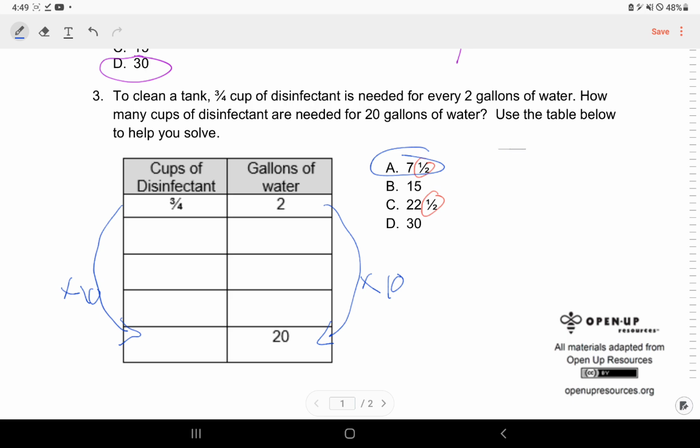And so that's 3 over 4 times 10 over 1. Well, 3 times 10 is 30. 4 times 1 is 4. Well, I see a 30, but it's being divided by 4. So that's clearly not my answer.